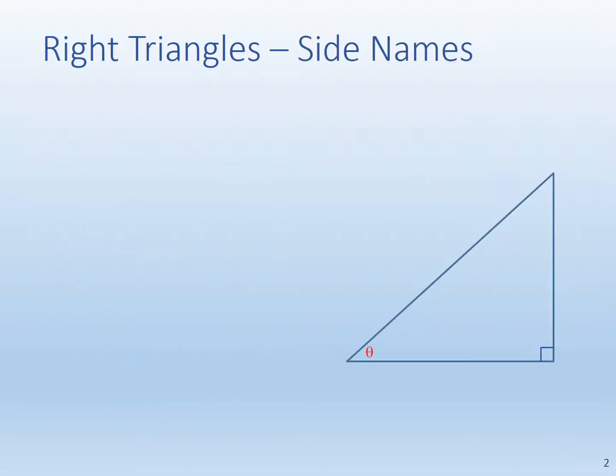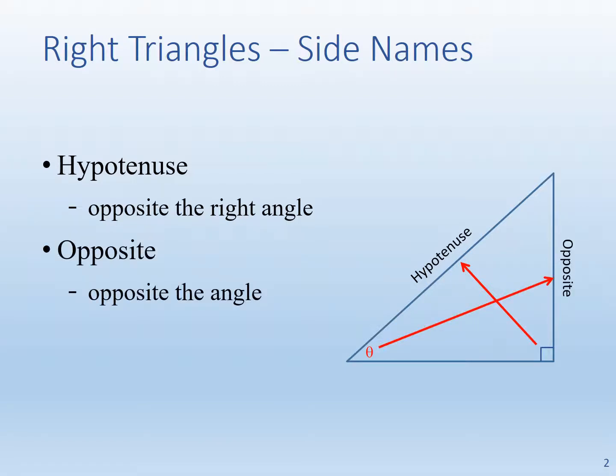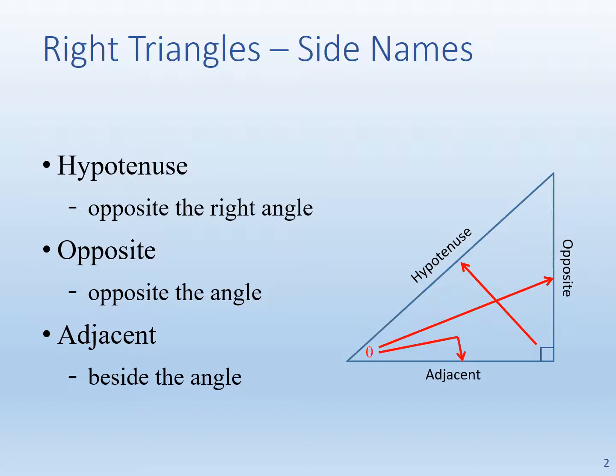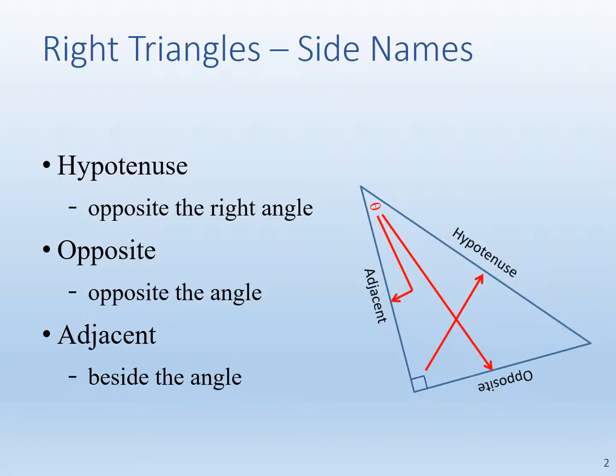We name the sides of the triangle by their positions relative to the angles in the triangle. The hypotenuse is opposite the right angle, the opposite is opposite the given angle, and the side that's next to the angle is called the adjacent. And it doesn't matter what the orientation of the triangle is, it's all relative to that given angle.